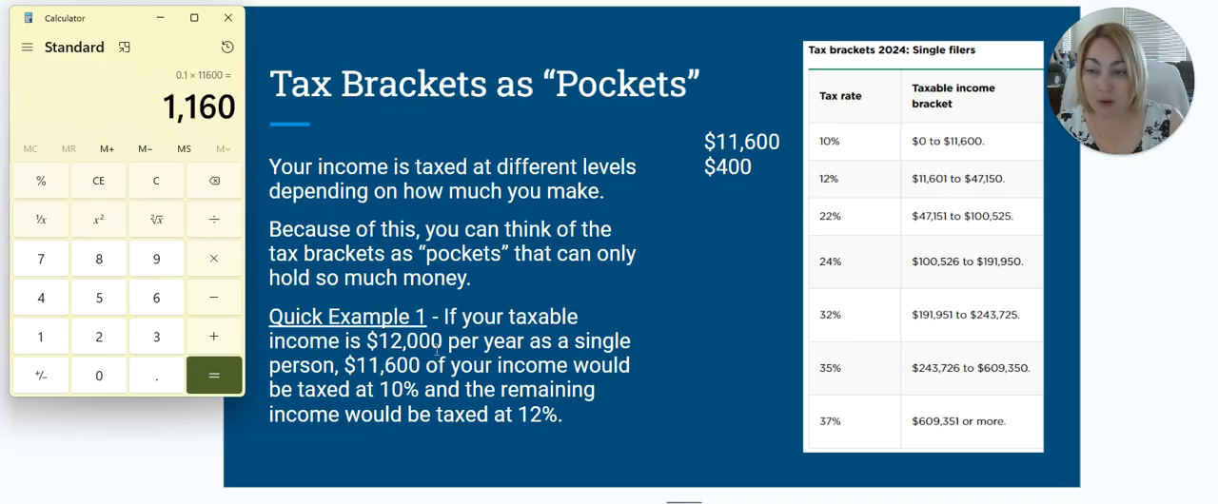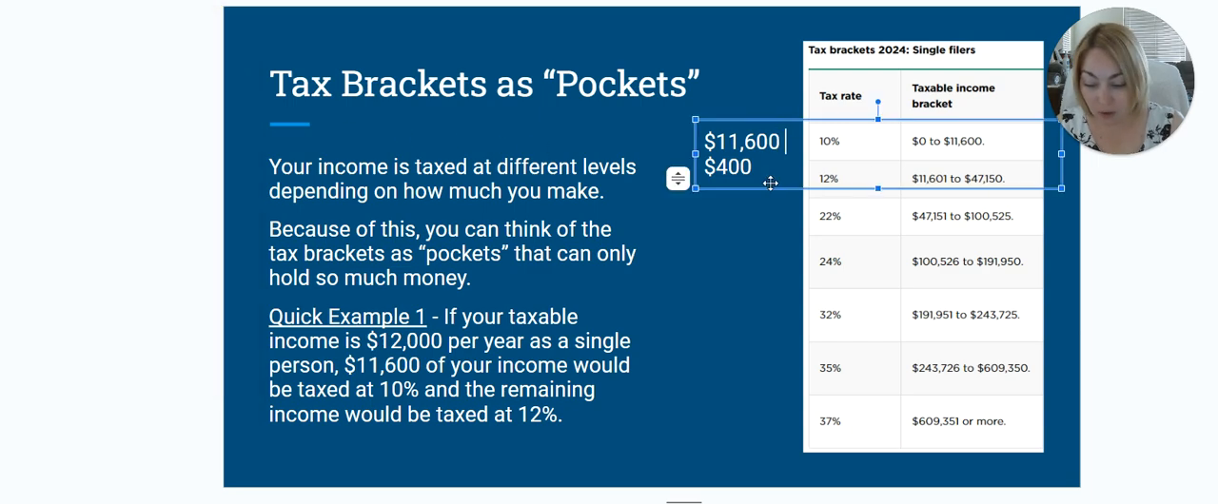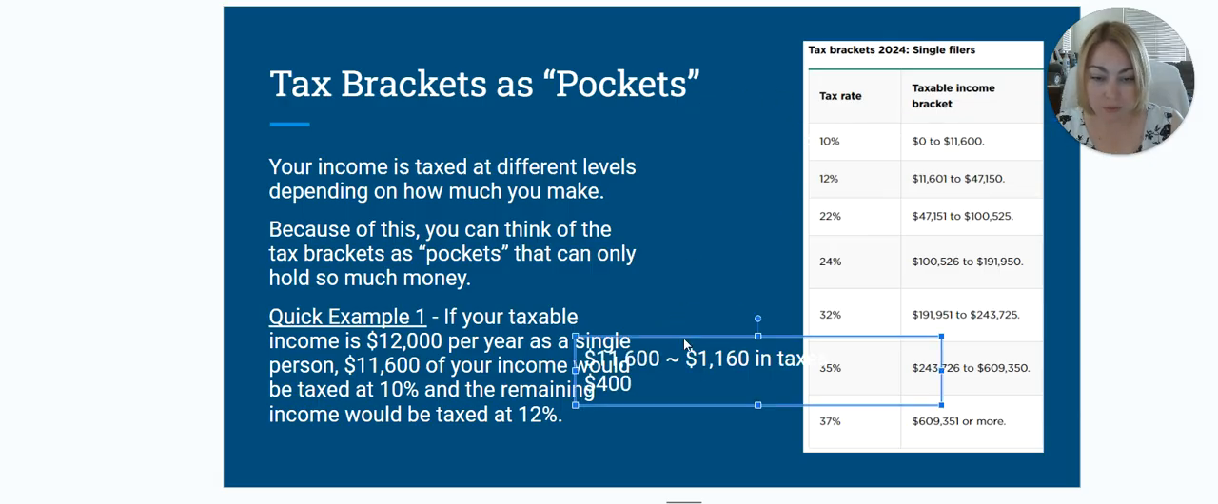So this person is going to pay $1,160 in taxes. Okay, so I'm just going to make a note of that. So that is 1,160 in taxes. I know you can't see that. I'm going to move this box down here. That's more better.